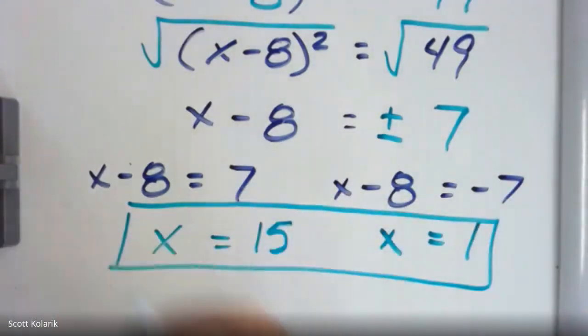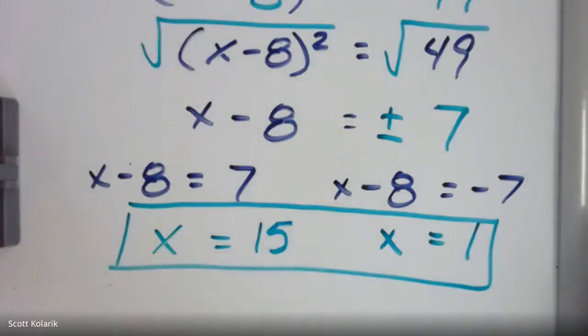These are the two solutions to this quadratic. If I were to graph the quadratic I had at the very beginning, these would be the x-intercepts, positive 15 and positive 1. That'd be the two places that U-shape would cross the x-axis. And we solved this using completing the square.